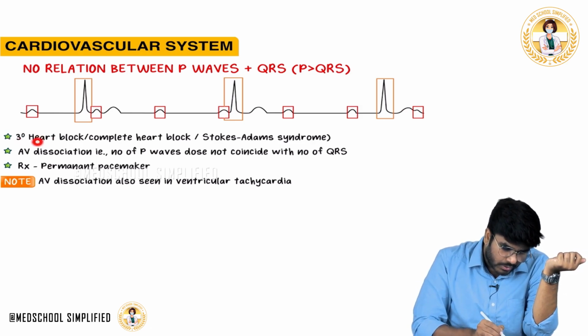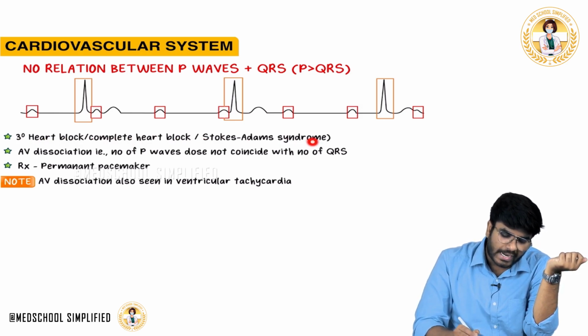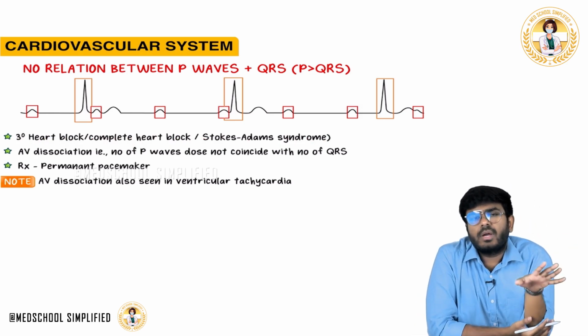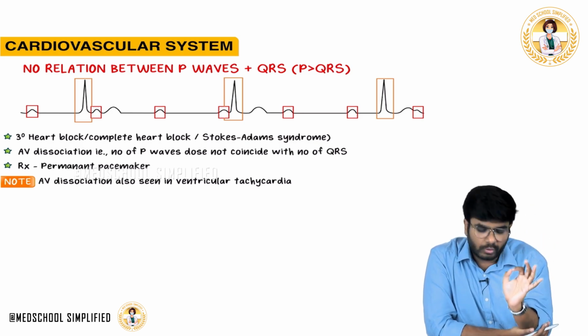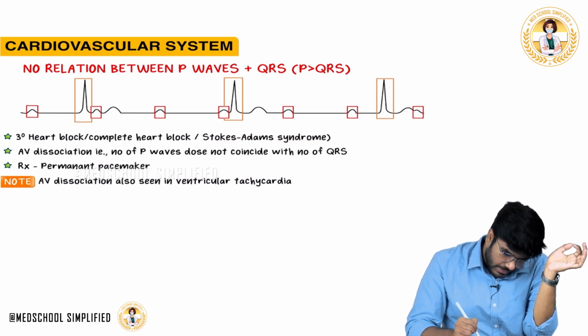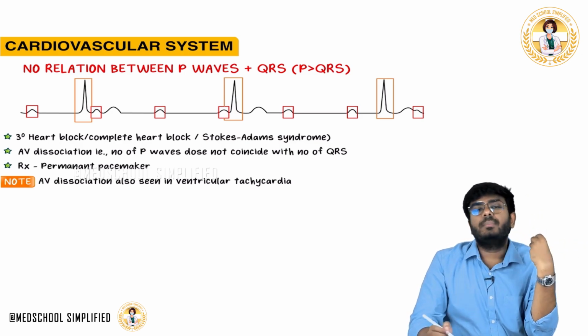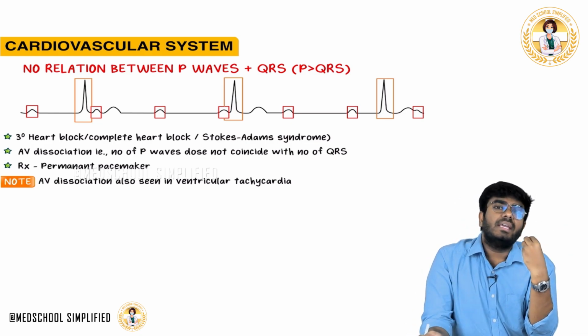Okay, now let's discuss about the third degree heart block or the complete heart block, which is also called as the Stokes-Adams syndrome. So where exactly is the problem, sir? Again, the problem is in the AV node. What is the problem? AV node is completely dead. That's it. It's not conducting the impulses.